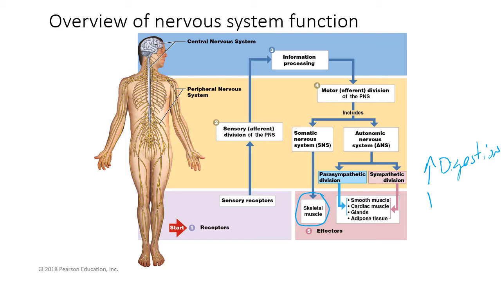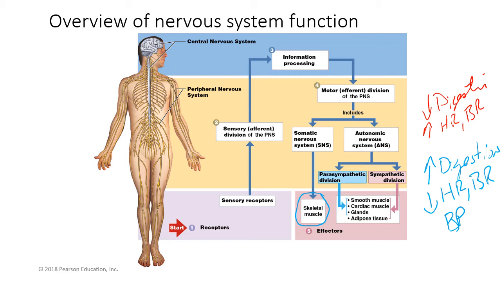It's going to decrease things like heart rate, breathing rate, blood pressure. And then for the sympathetics, everything is going to be just the opposite. So we're going to decrease digestion. We're going to increase heart rate, breathing rate, blood pressure, all the opposite of what we had for parasympathetics.